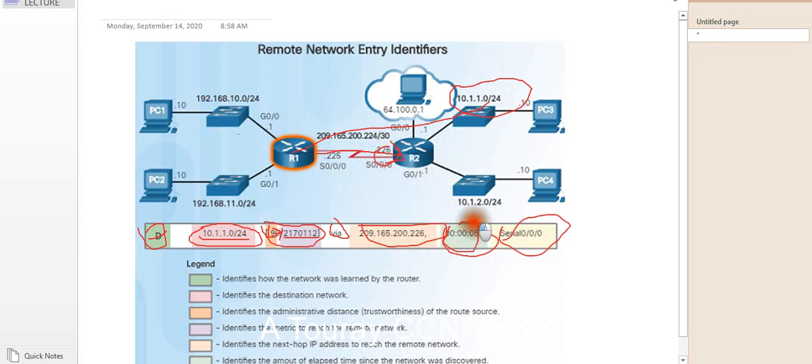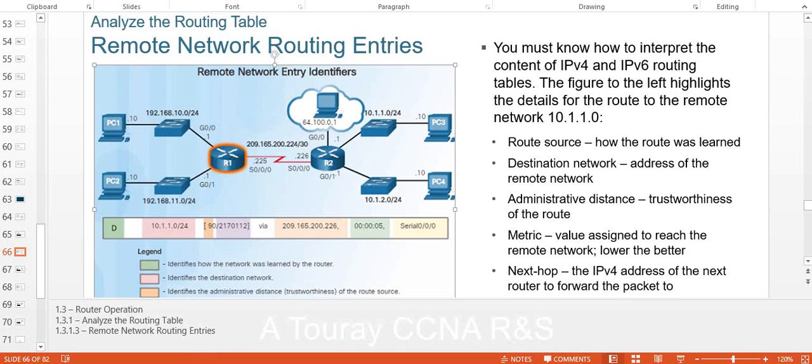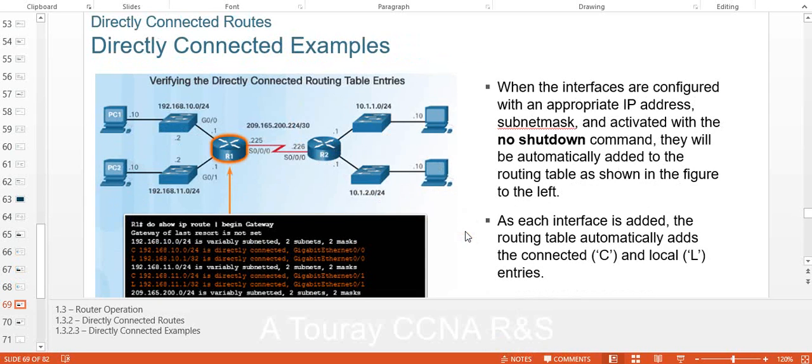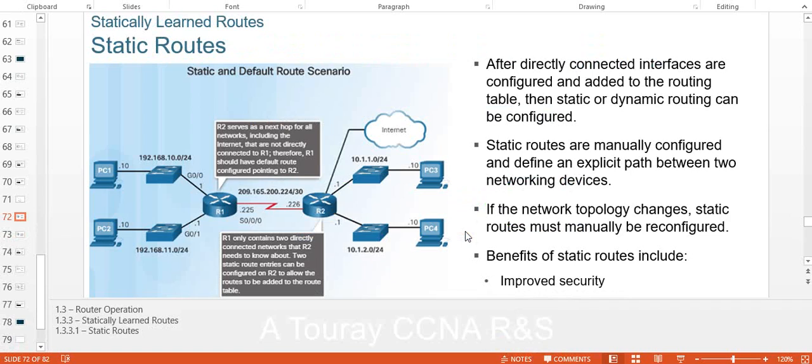Now we have this time elapsed. It's telling you how long it took to learn about this network. It says it took just 5 seconds. And how do you reach that network? It says I use my exit interface Serial 0/0/0 to reach that particular route. So guys, I hope you understand this one, and it was completely explained. I hope these things are very clear, and there is no further explanation here.